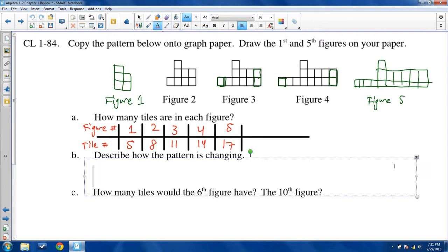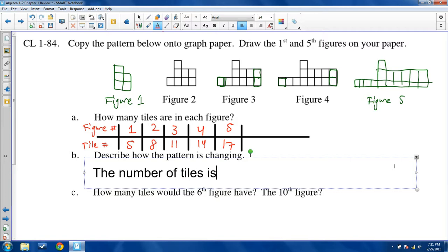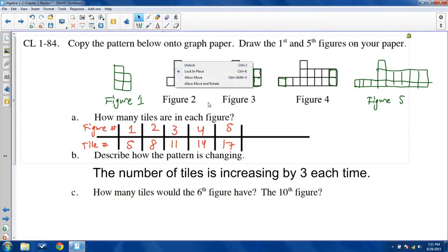I'm just going to type it because my handwriting here is pretty bad. The number of tiles is increasing by 3 each time. So when I go up 1 figure number, I'm also getting another set of 3 more tiles, so to speak.